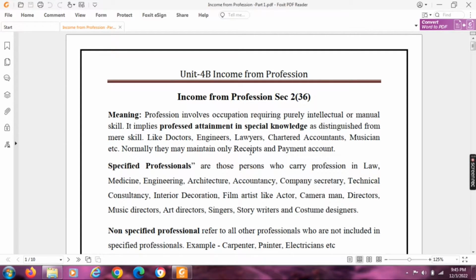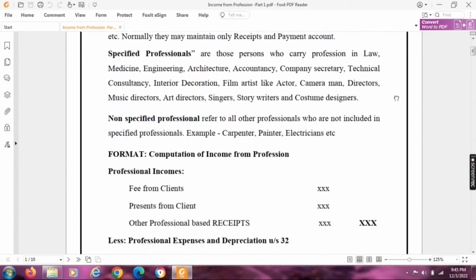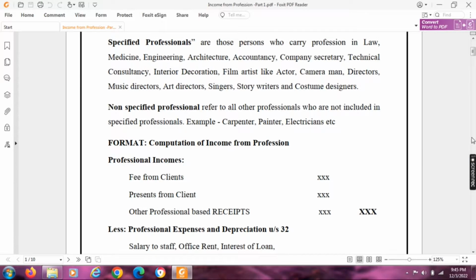Specified professionals are those persons who carry on a profession in law, medicine, engineering, architecture, accountancy, company secretary, technical consultancy, interior decoration, and film artists like actors, cameramen, directors, music directors, art directors, singers, story writers, and costume designers. Non-specified professionals refer to all other professionals not included in specified professionals. Examples: carpenters, painters, electricians come under non-specified professionals.